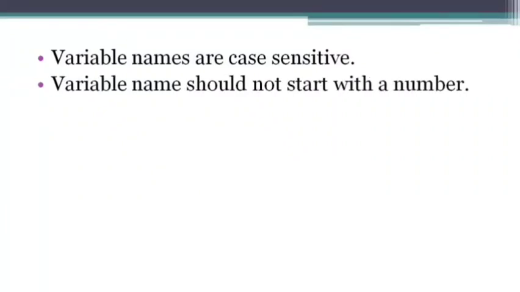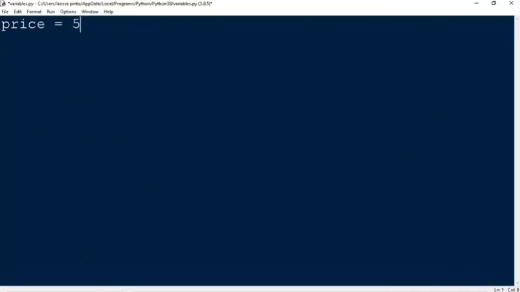The second rule says that the variable name should not start with a number. How to prove this? Let me write variables starting with words. Price is equal to 5, price_1 is equal to 10, and 2price equals 80. Now I print each of these.